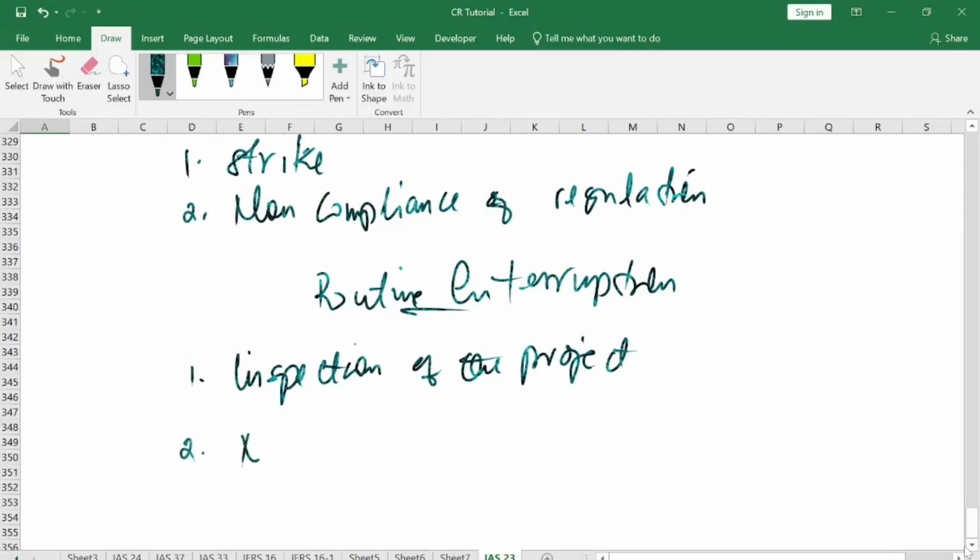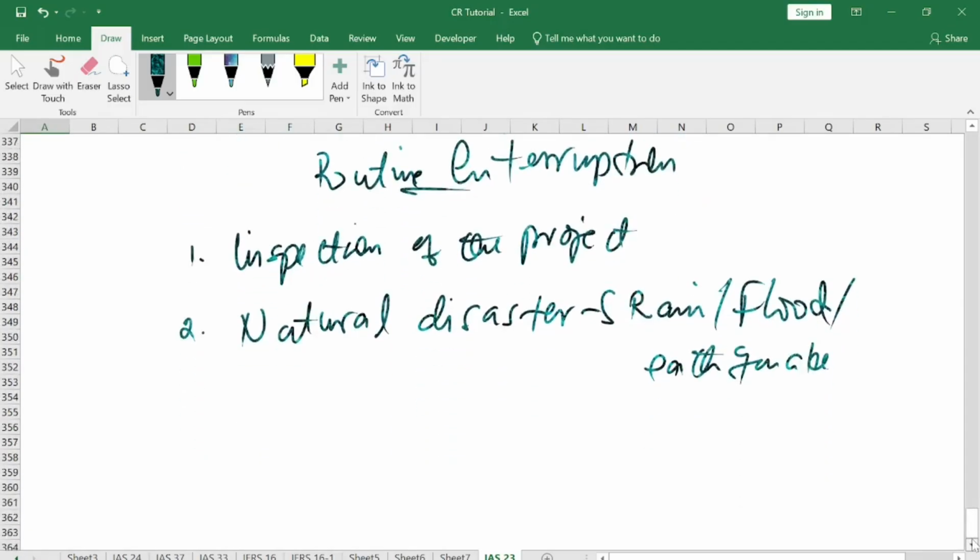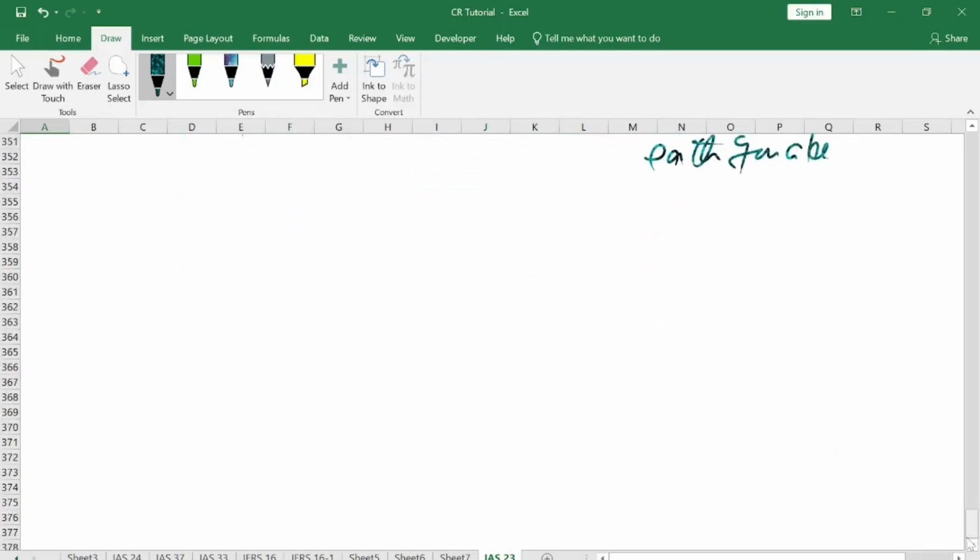And also natural disaster. Examples are rainfall, or maybe flood, or maybe earthquake. All these can interrupt the project. So when these occur, it's a natural or routine interruption, so you can continue capitalizing your interest.